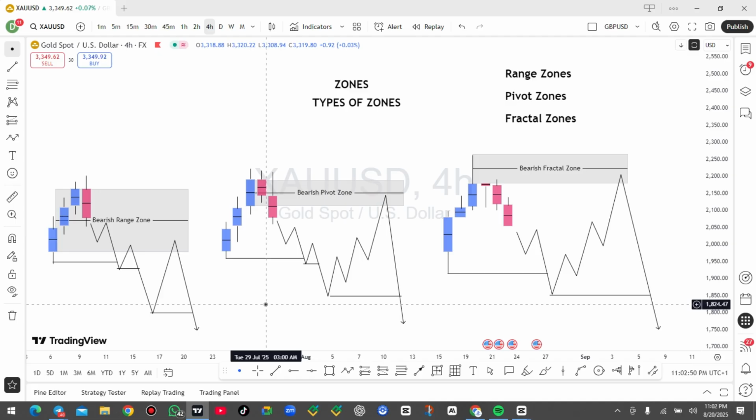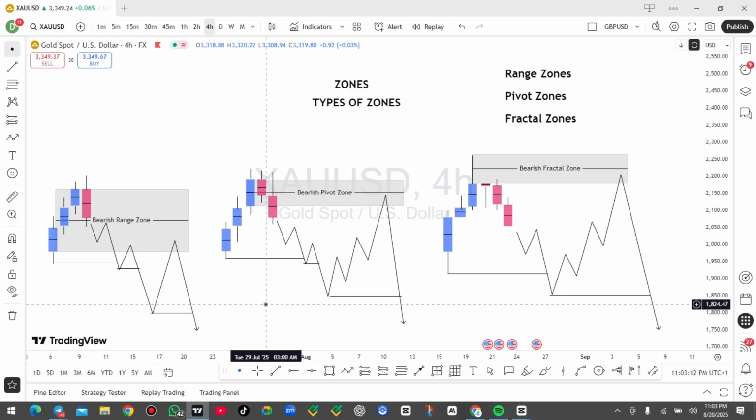So now we're talking about zones, all right? And in zones, we all know what zones are. That is the area that we expect price to react. It can be an order block, it can be a demand zone, etc. But now, how do you classify zones? This is the next part. So many traders don't even know that there are 3 types of zones.